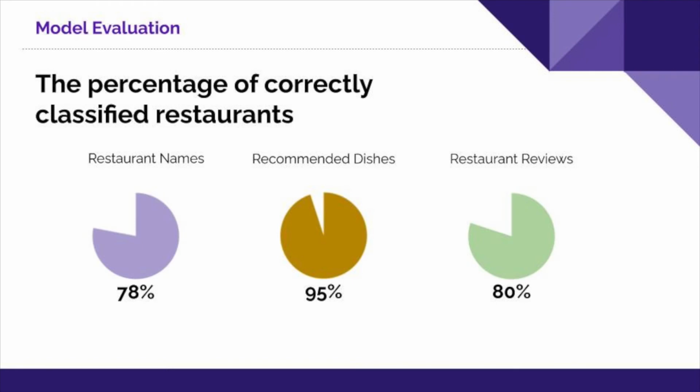As of now, we have built three separate models based on different data, and we have achieved different accuracies for each of them. For classifiers based on restaurant names and restaurant reviews, roughly 80% of the restaurants could be correctly classified. And for the classifier based on recommended dishes, almost 95% of the restaurants in our dataset could be correctly classified.